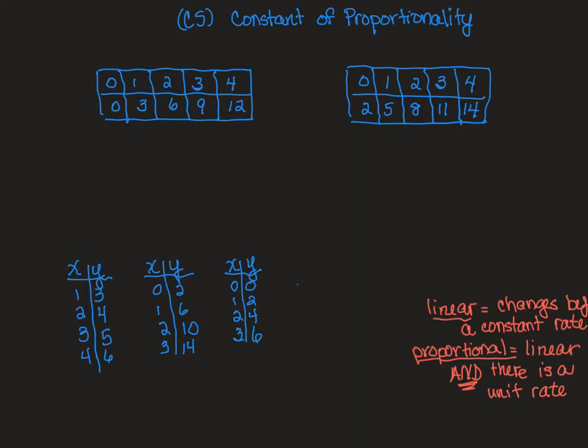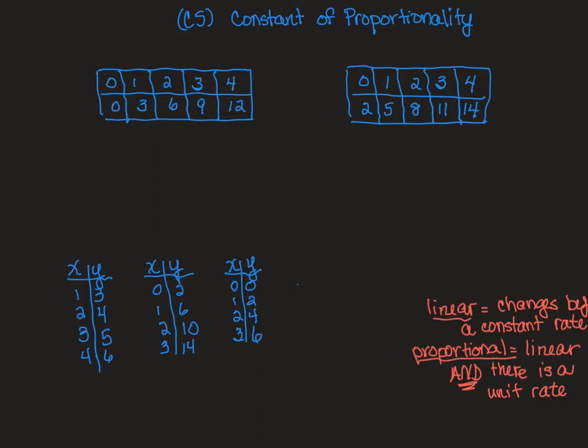So I have, at the top of this, two tables. And the biggest thing for you to get in your brain, to really cement in that brain, is that there is a difference between a relationship being linear and a relationship being proportional. To be proportional, it has to be linear. But a linear relationship is not always proportional. So I want to look at the two tables we have here.